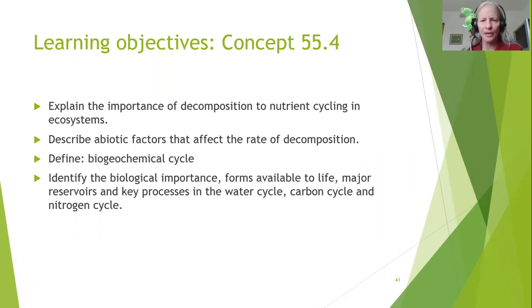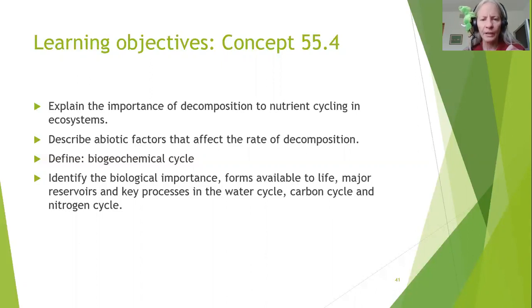In this first part of our lecture today, your objectives are to explain the importance of decomposition to nutrient cycling, to describe abiotic factors that affect the rate of decomposition, to define biogeochemical cycle, and then identify the biological importance, forms available to life, major reservoirs, and key processes in three cycles: the water cycle, the carbon cycle, and the nitrogen cycle. I'll also show you the phosphorus cycle, but we won't focus on that one as much.